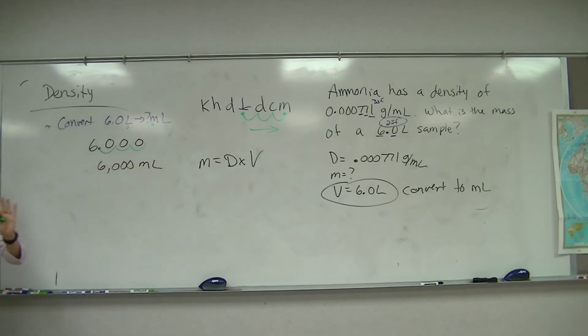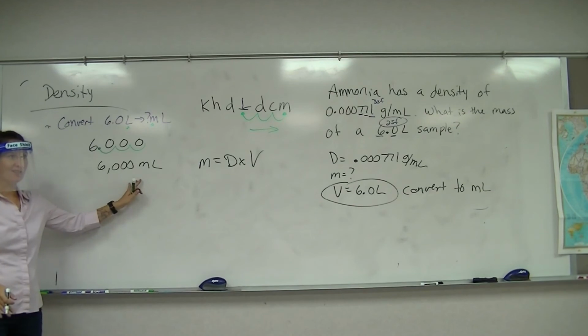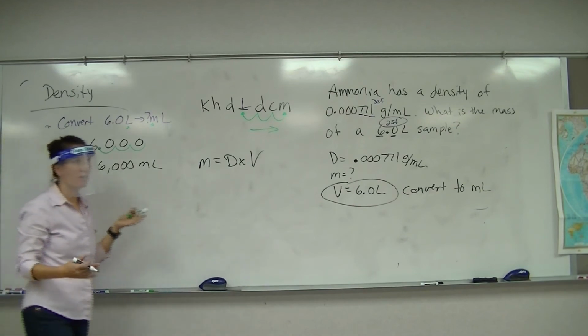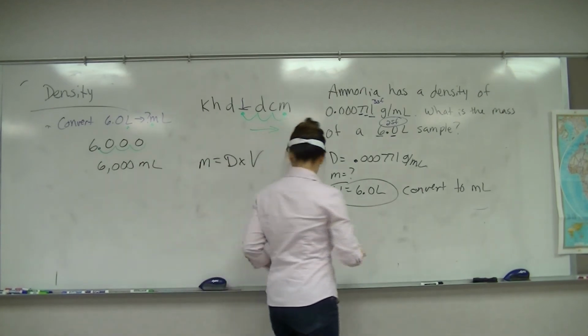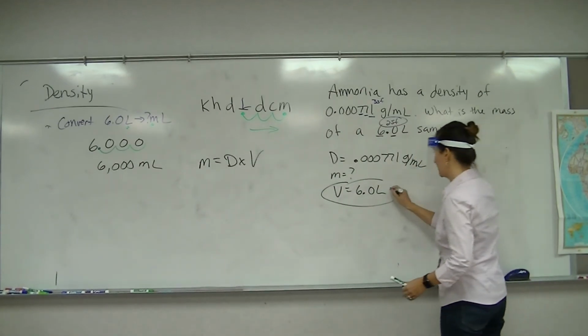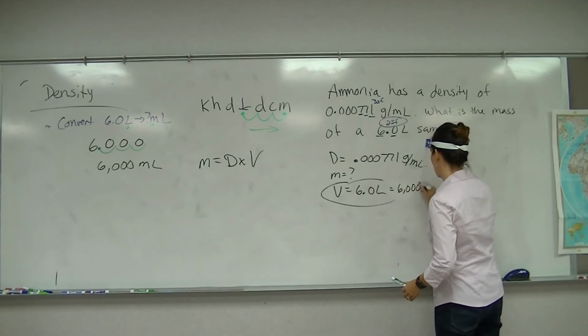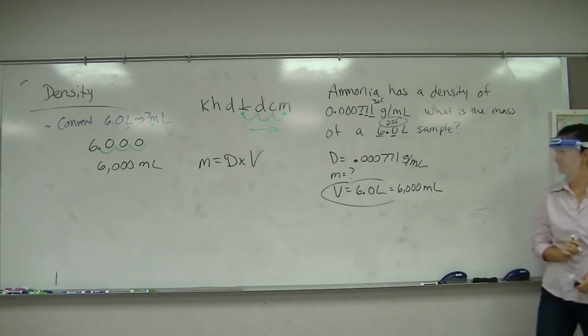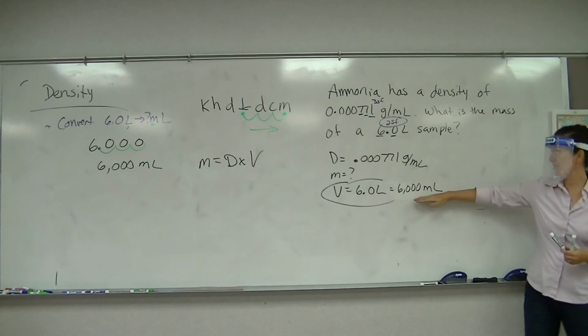Now, we're not worrying about significant figures until we get our answer, okay? So I know this isn't the same significant figures, but this isn't my final answer, so it doesn't matter. We'll worry about that at the very end. So I have now converted this. It is equal to 6,000 milliliters. So this is the volume I want to insert in the equation.